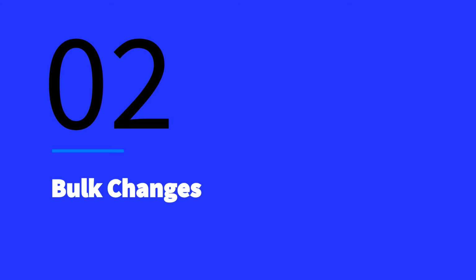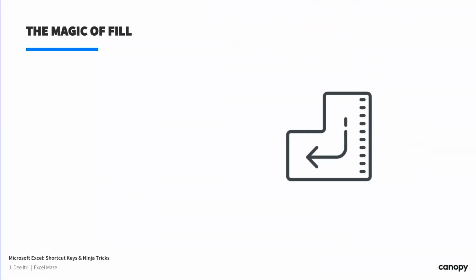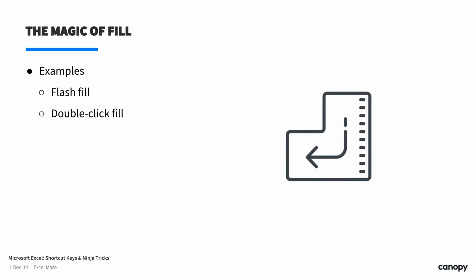Alright, so the next thing that we're going to talk about here is bulk changes. The first thing that we're going to talk about is flash fill. The next thing will be our double click fill. And then finally continuing a series. So with that said, I didn't elaborate much on that here, but let's jump into Excel and take a look.